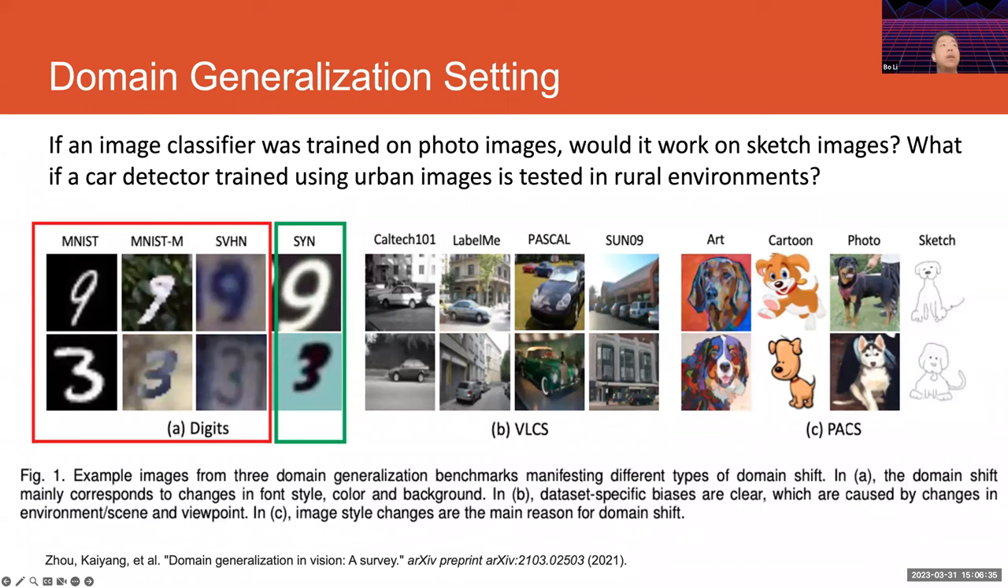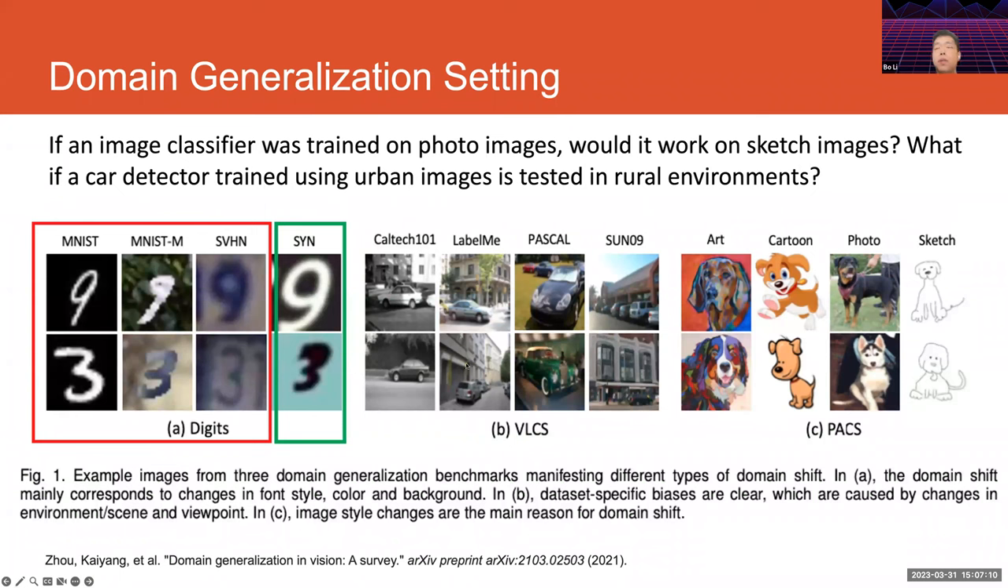Simply speaking, the domain generalization problem is that many of us would imagine that we could train an image classifier, detector, or segmentation algorithm on certain images and hope it generalizes to unseen images. Here is an example: if you train the image classifier on photo images, how would it work on sketch images? That's what researchers in this area are thinking about.